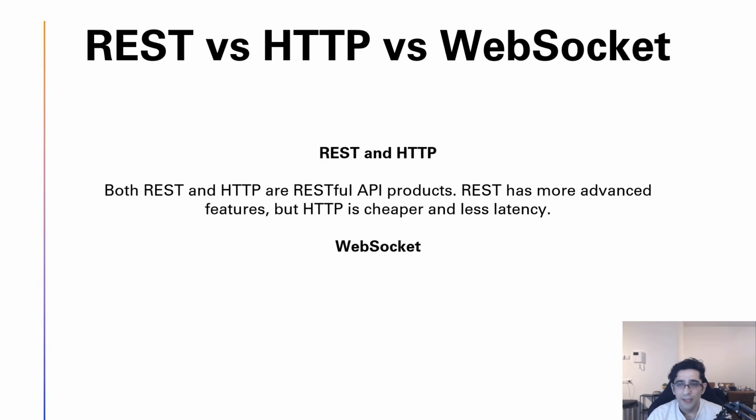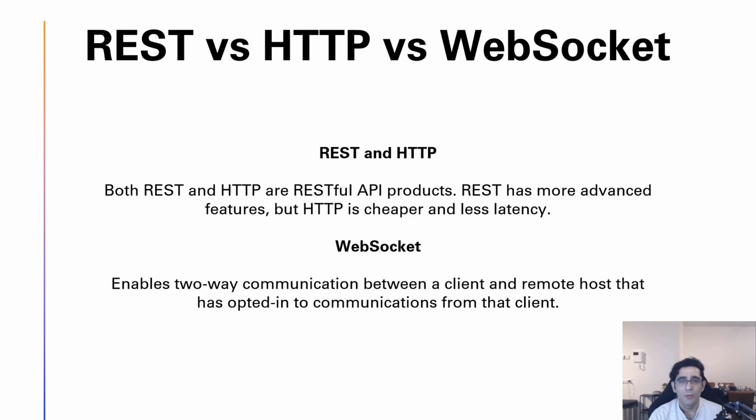The WebSocket API is a little bit different. It is a way to enable two-way communication between the client and a remote host based on an opt-in from the client. A good example for a WebSocket API would be a chat app. I know that AWS also has a nice demo chat application which uses the WebSocket API. It's a good example to look at if you want to have an example. We won't be covering that in this tutorial.